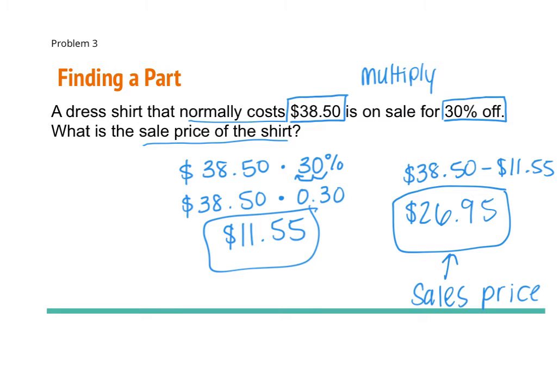So this is the sales price of the shirt, okay? We are going to do another problem, but guys, super important that you recognize what the question is asking for. If it asked, how much are you saving on the shirt? Then yes, you would put $11.55. But if it's asking for the sales price after the discount, you have to go back and subtract from the original price.